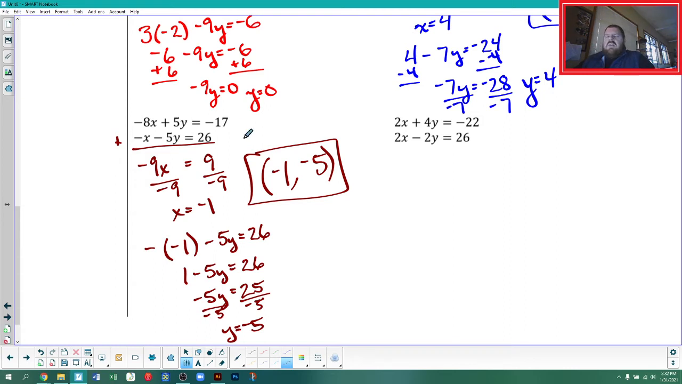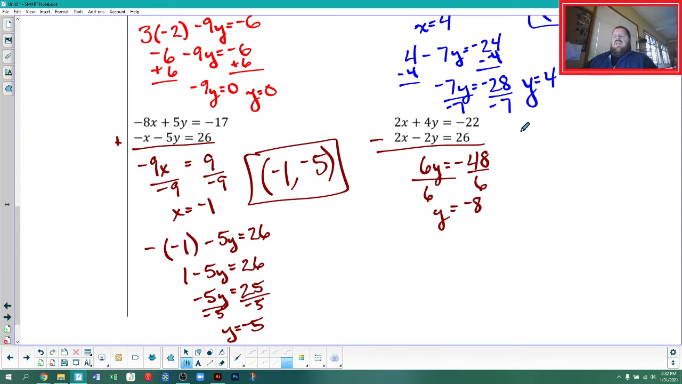Now this one, I notice that my x's have the same number. If they have the same number, I want to subtract. 2x minus 2x is 0. 4 minus negative 2 turns into 4 plus 2, which is 6y. Negative 22 minus 26 is going to turn into negative 48. Now for the easy step to find one of the variables, it's usually the type of equation that you're left with. That's going to be negative 8.